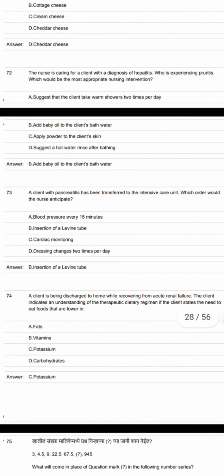73. A client with pancreatitis has been transferred to the intensive care unit. Which order should the nurse anticipate? Answer is B. Insertion of a feeding tube.